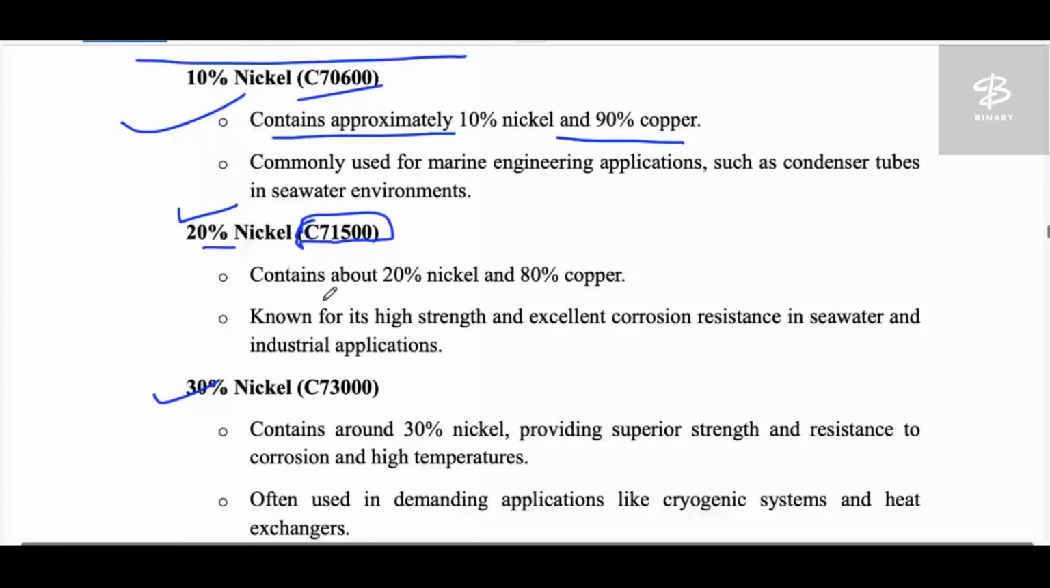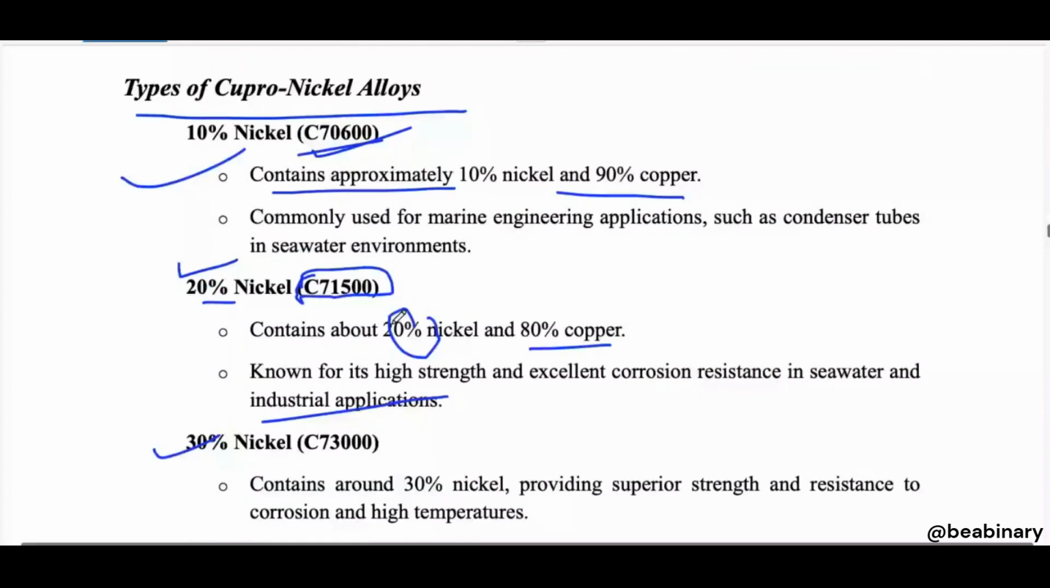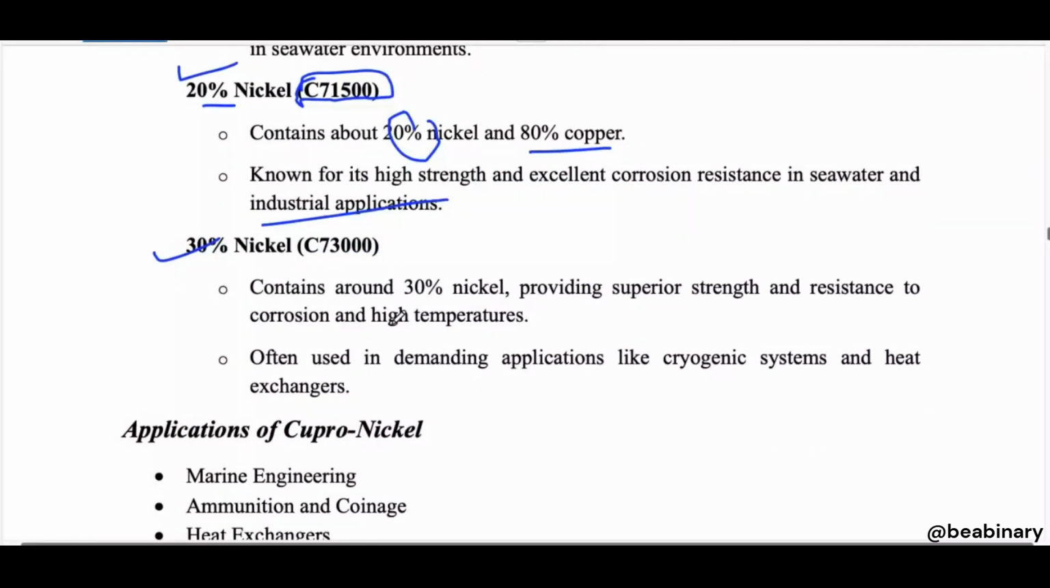Now we come to the third one, which is the 30%. If we talk about the 30% nickel, its name is C73300. Okay, means 73,000, right? Here 71,500, or here 70,600. Okay, so in 73,000 we have 30% nickel and it provides superior strength, and 30% nickel means what? It means the copper would be 70%. Okay, because the mixture must be balanced.